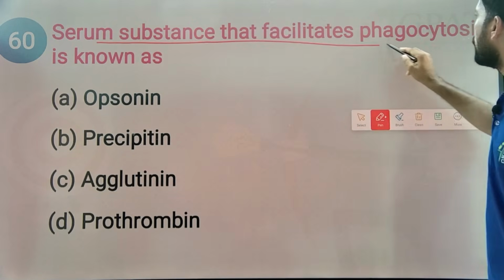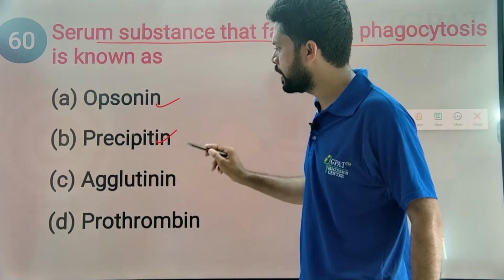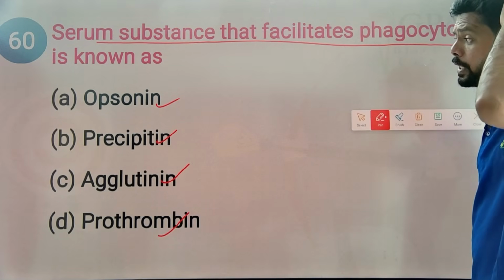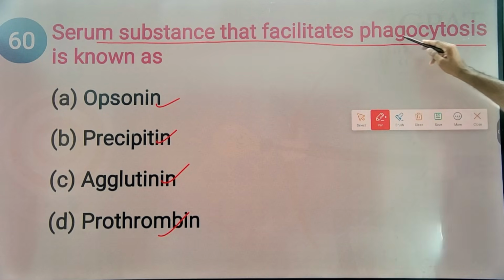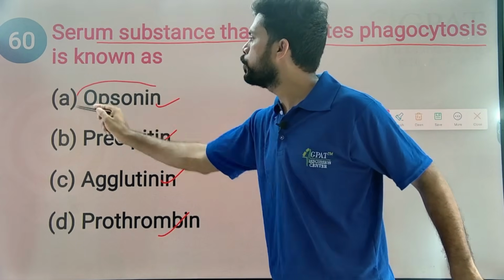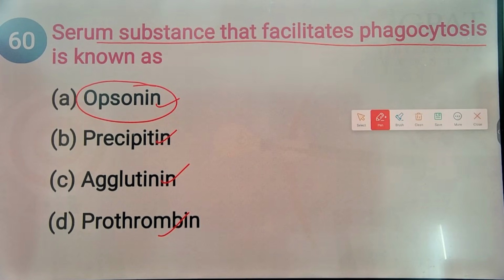Serum substance that facilitates phagocytosis is known as opsonin, precipitin, agglutinin, or prothrombin. Prothrombin is involved in clotting, then agglutination, precipitation. The serum substance that facilitates phagocytosis is known as opsonin. Opsonin promotes phagocytosis.